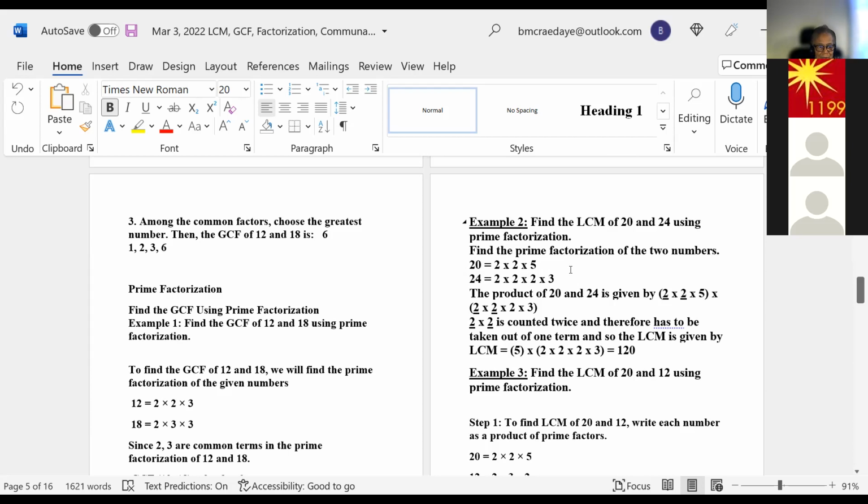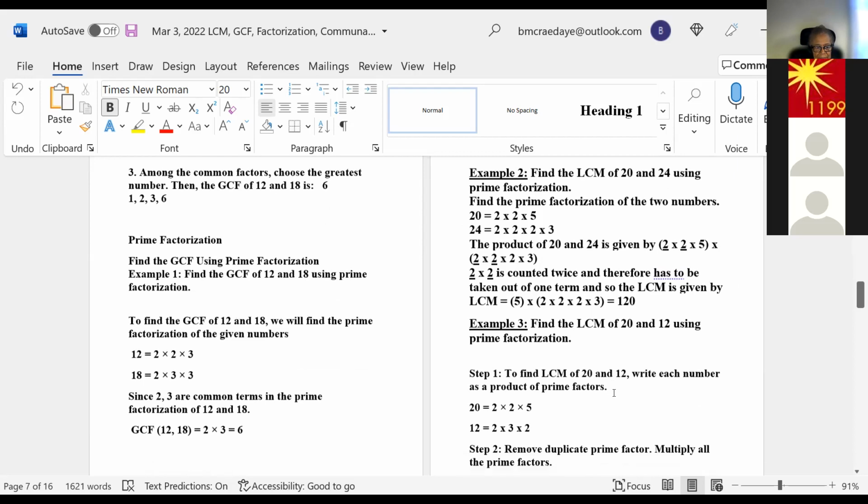So the product of 20 and 24 is what we got for the factorization for the 20 and for the 24. But we have the 2 times 2 there twice, so we take it out and we're only left with 5 times 2 times 2 times 2 times 3. So notice you take out the 2 times 2, and now you're left with 5 times 2 times 2 times 2 times 3. That gives you 120. You follow? So that's the prime factorization.